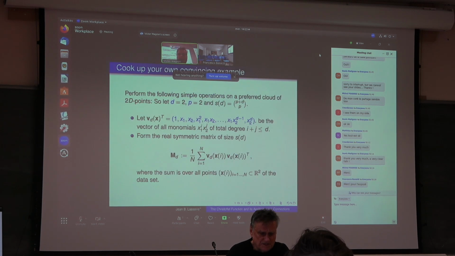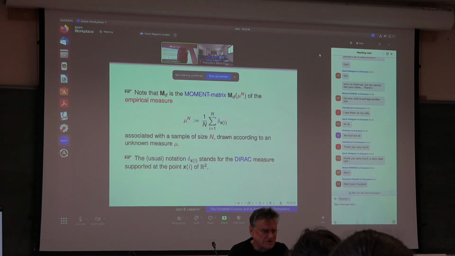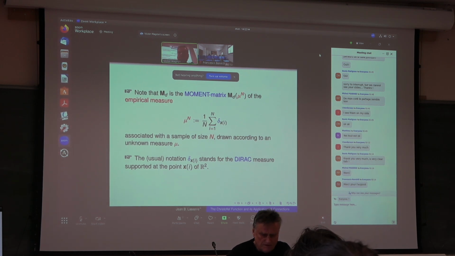And this matrix here, MD, is just the moment matrix of this measure. Okay. So you see the computation is quite simple.